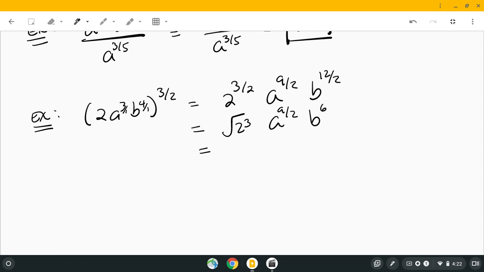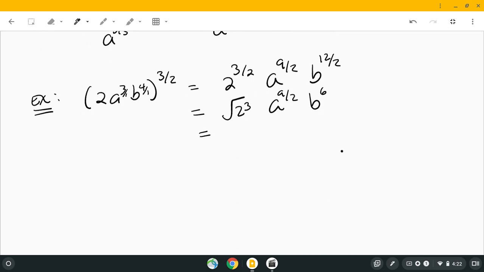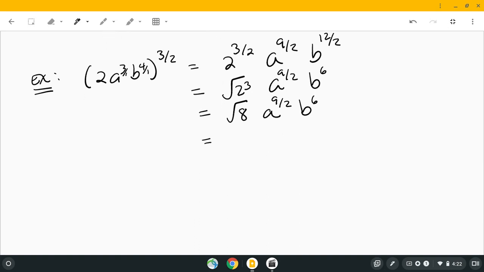Oh, you know what? I just thought of something. All right, so here we have square root of 2 cubed. So that's square root of 8, a to the 9/2, b to the 6. And maybe they accept this on WebAssign, but you're not submitting your homework for WebAssign, so you're just doing it on paper. I would be fine with that.